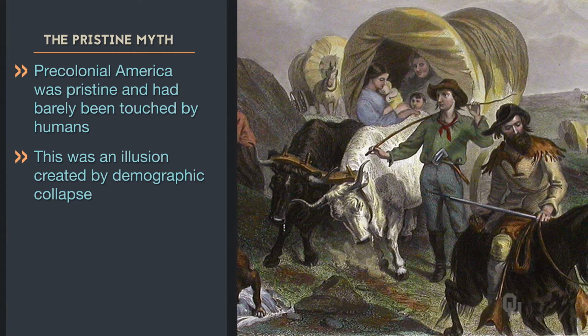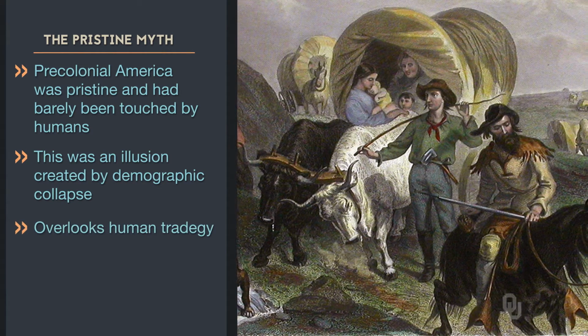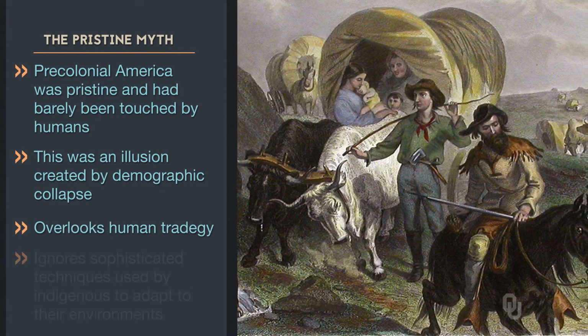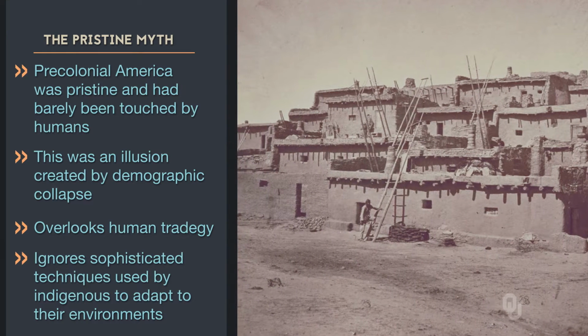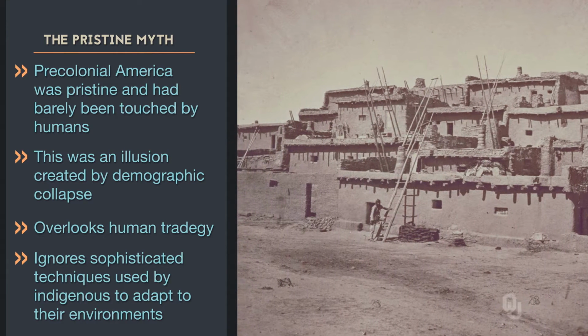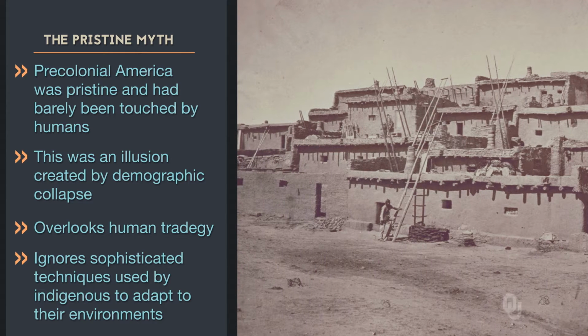This pristine myth, then, overlooks not just the human tragedy of that process, but also the sophisticated techniques that indigenous societies used to modify their environments, often on a very large scale. So what's the problem with the pristine myth today, other than its historical inaccuracy?